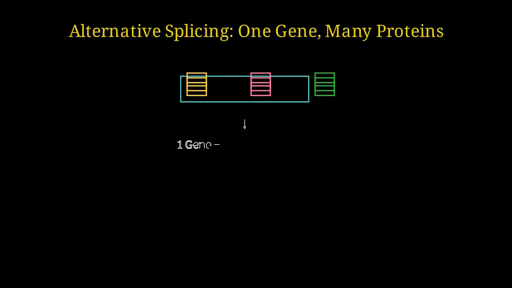Discover how a single gene can produce multiple different proteins through alternative splicing. Alternative splicing is a remarkable process where a single gene can be read in different ways to produce multiple distinct proteins.